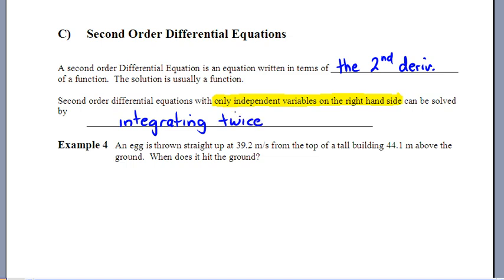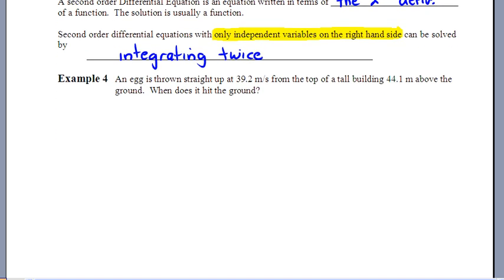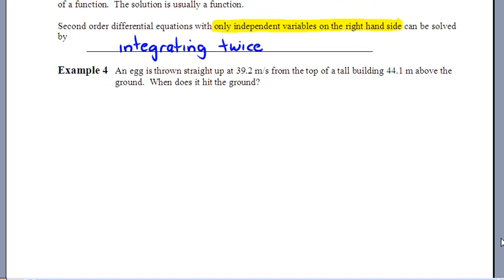Just like last time, I'm going to throw a physics one at this. Don't solve this with physics, though. The only reason we're doing a physics one is so you have some comfort level with the story, but you want to do this one with calculus. It says an egg is thrown straight up at 39.2 meters per second from the top of a really tall building. It's 44.1 meters above the ground, and we want to know when this thing hits the ground.